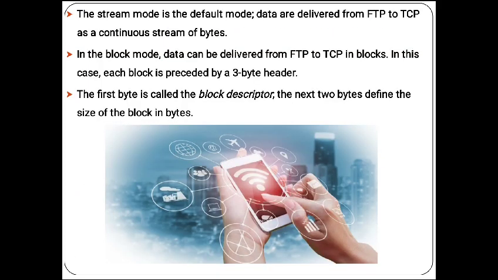The stream mode is the default mode. Data are delivered from FTP to TCP as a continuous stream of bytes. In the block mode, data can be delivered from FTP to TCP in blocks. In this case, each block is preceded by a 3-byte header. The first byte is called the block descriptor. The next two bytes define the size of the block in bytes.